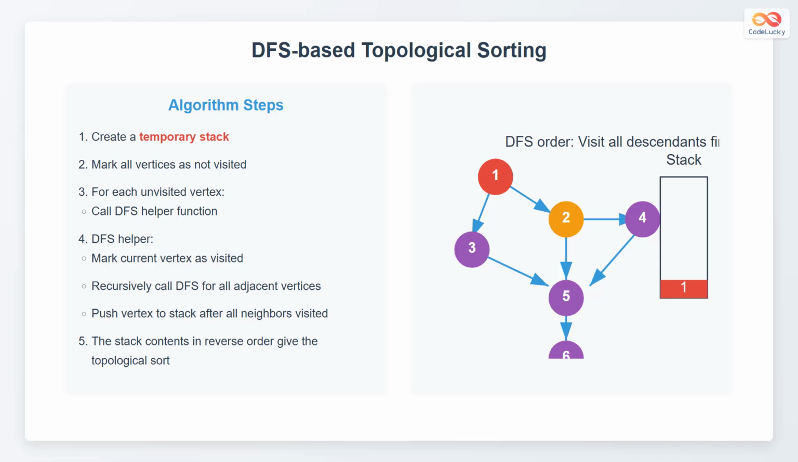The DFS helper function does the following. Mark the current vertex as visited, recursively call DFS for all adjacent vertices, push vertex to stack after all neighbors are visited. The stack contents in reverse order give the topological sort. In the example, node 1 is marked as visited, and node 2 is the current DFS node.